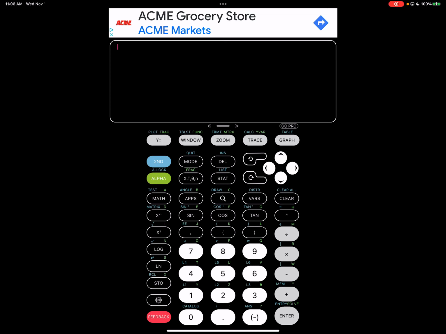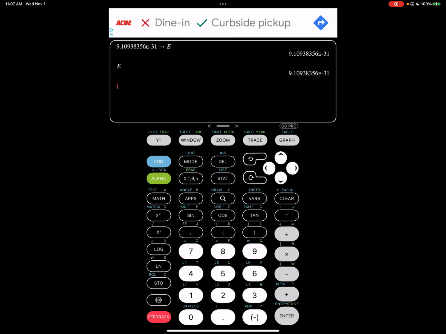In this video, I'm going to show you how to store some important constants into your calculator for honors chemistry. The first of those would be the mass of the electron, which we know is 9.10938356 times 10 to the negative 31st, using second comma for times 10 to the. We want to store that, STO, as E for the mass of the electron, alpha sign, which is E. And now whenever I type E, it will give me that number.